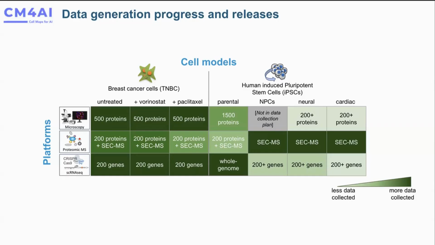In addition, I do want to point out that because of the economies of scale that we've been able to achieve, we also have now included some intermediate states to differentiation. So for example, going from the parental to the neural, there's an intermediate state called NPCs, and we've been able to collect data on those stable NPC cell lines as well.